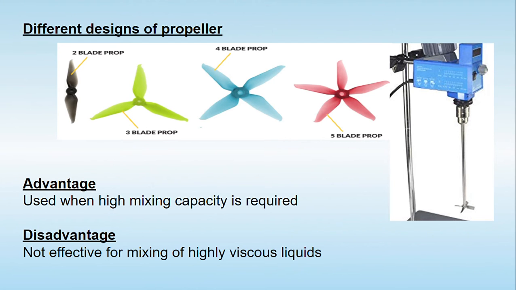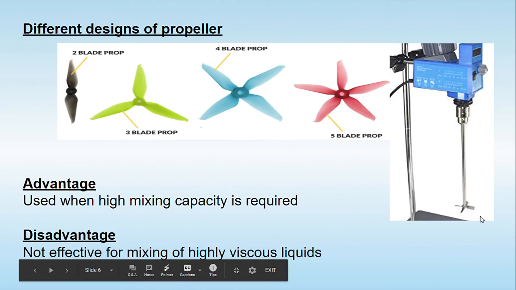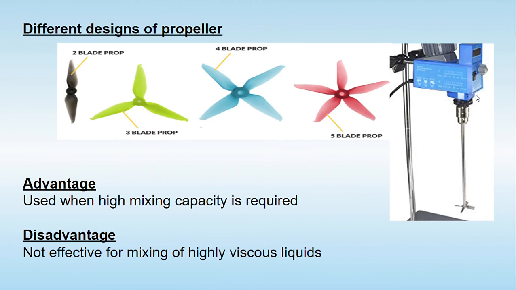As shown in this slide, I show the different types of propellers with 2 blades, 3 blades, 4 blades, and even 5 blade designs. All are attached here at the bottom. You can attach any of the propellers over here, and then you can control the speed of this blade with this rotating device or instrument, which will control the speed also.